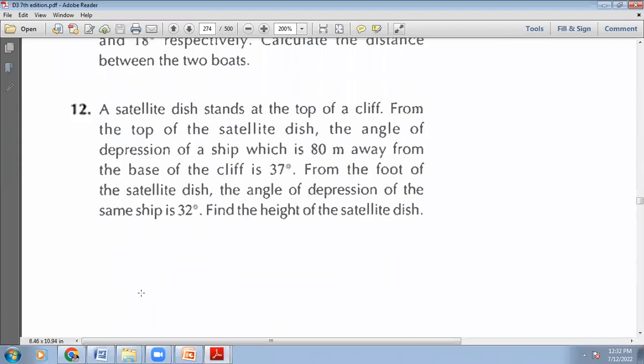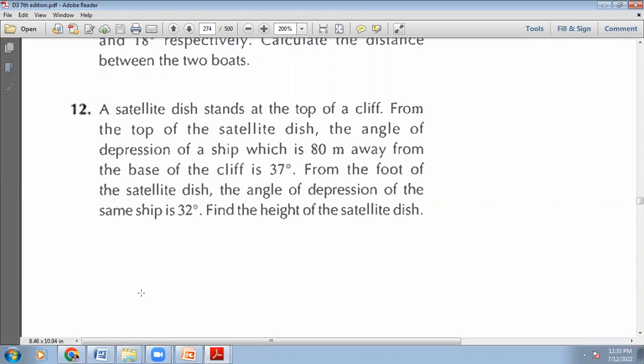Okay, so we are going to the next question. The next question is, a satellite dish stands at the top of a cliff. From the top of the satellite dish, the angle of depression of a ship, which is 80 meters away from the base of the cliff, is 37 degrees. From the foot of the satellite dish, the angle of depression of the same ship is 32 degrees.